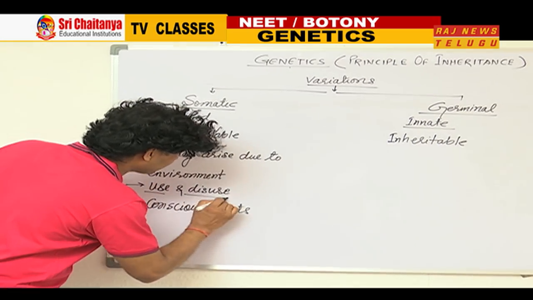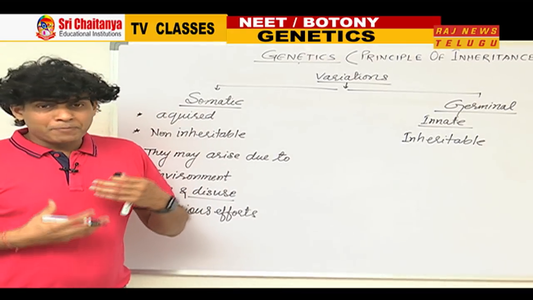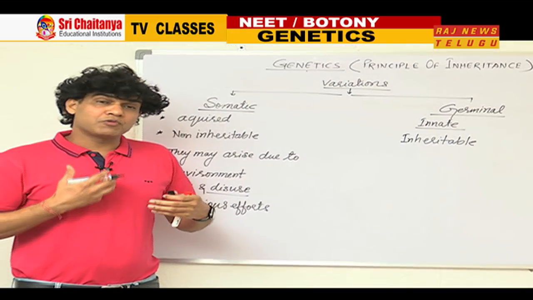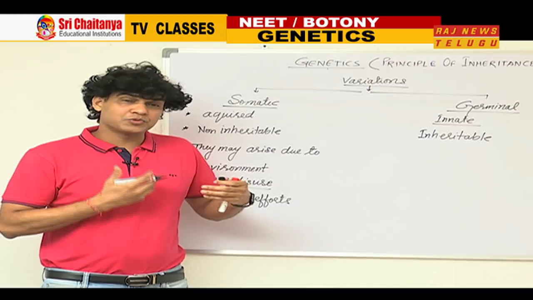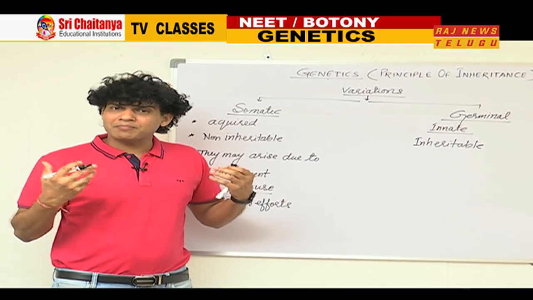Second is the use and disuse. You must remember that we all have muscles, but if I go through regular physical exercises, if I do the gym and all that, then I will build up my body, I will build up my muscles.